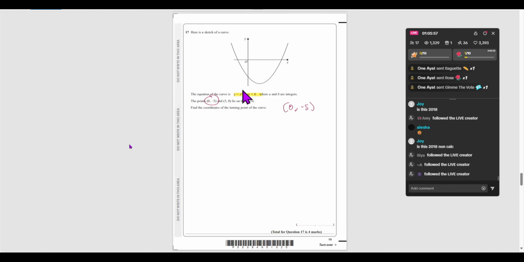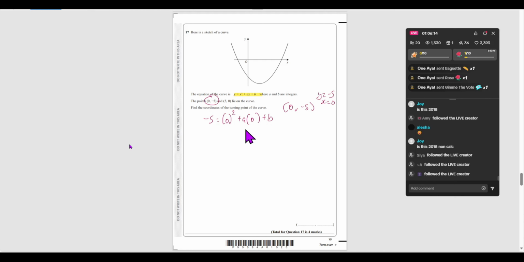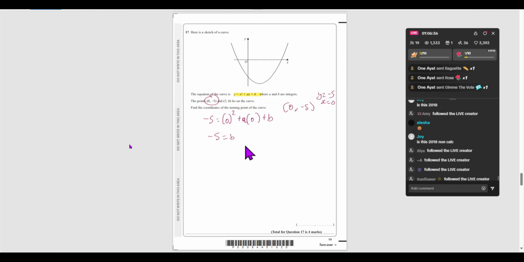So I will get, y is -5 and x is equal to 0. Now I'll just substitute this into this equation. So -5 is equal to 0 squared plus a times 0 plus b. And when we simplify this, you will get -5 is equal to b. Now, you will be wondering what happened to this a right here. If it is 0 times a, you'll get 0, and that a is just gone because you multiplied it by 0, okay? Now we've got -5 is equal to b.